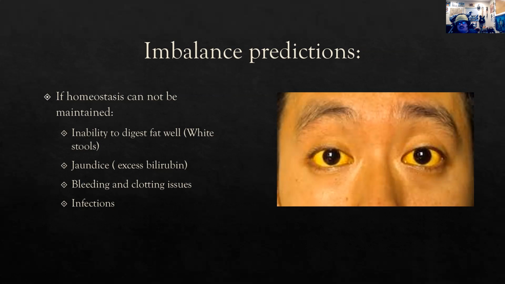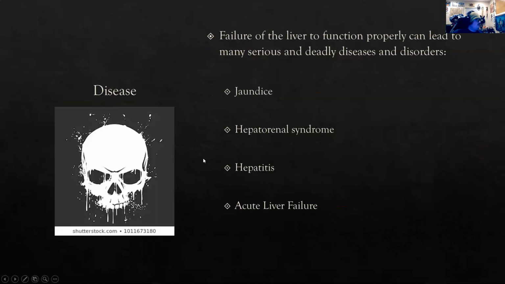Bleeding and clotting issues, again, because albumin is one of those major clotting factors that the liver is responsible for. And then infections. With the liver filtering our blood for infectious particles, it's really important that it's working properly to help prevent us from getting infections. So failure of the liver to function can be pretty drastic.